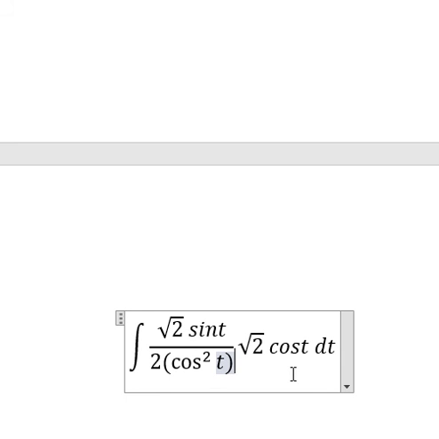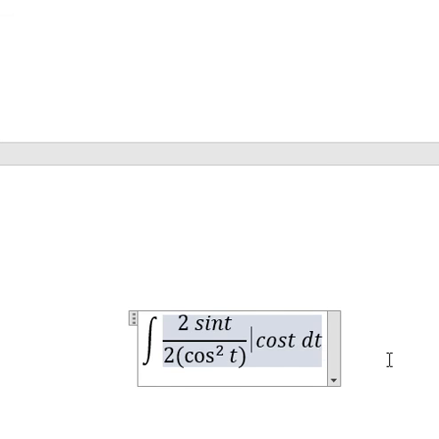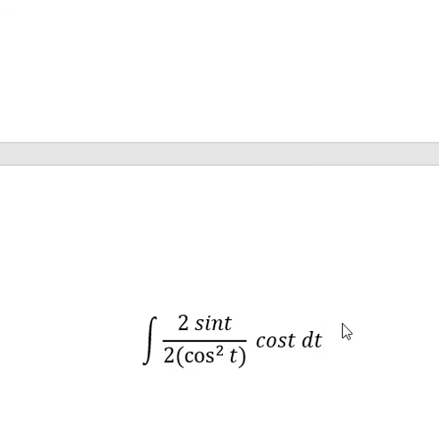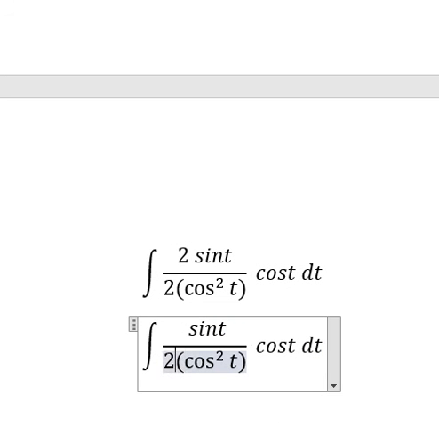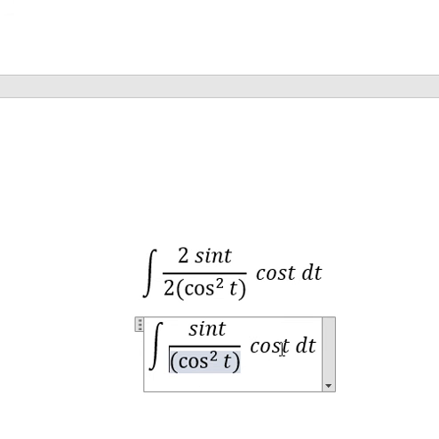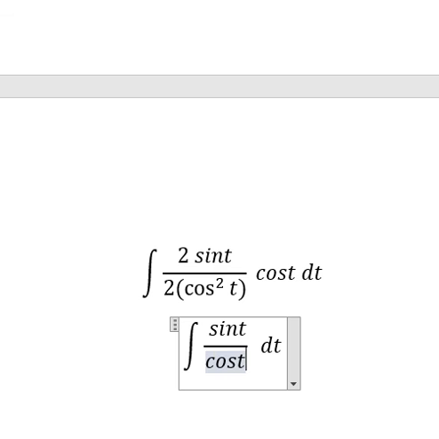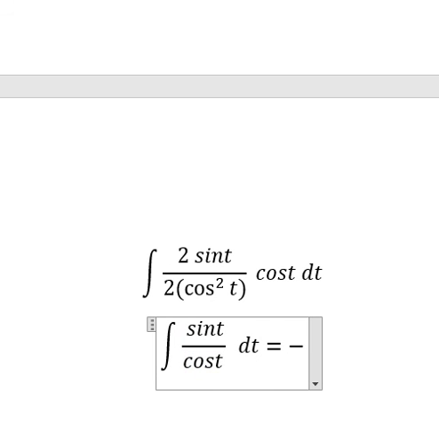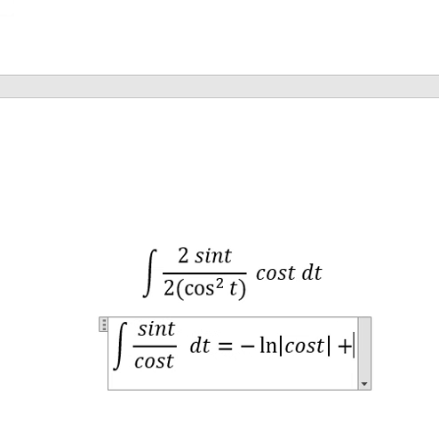Square root of number 2, square root of number 2, we have number 2. Number 2 and number 2, we simplify. Cosine t, we simplify. The integration of this one, we have negative ln of the absolute value of cosine t, and we put c.